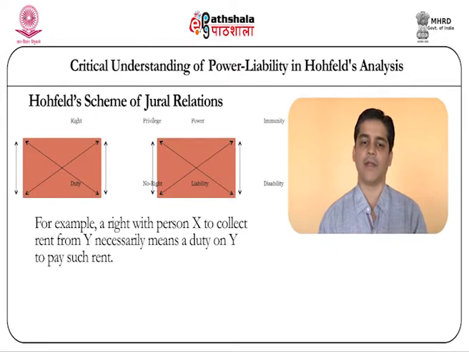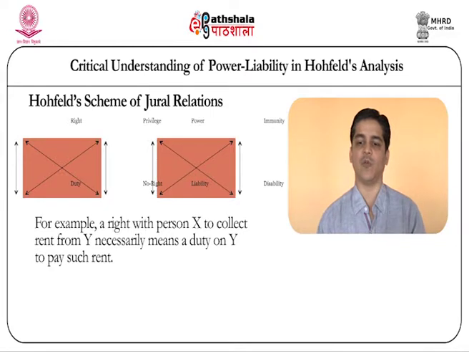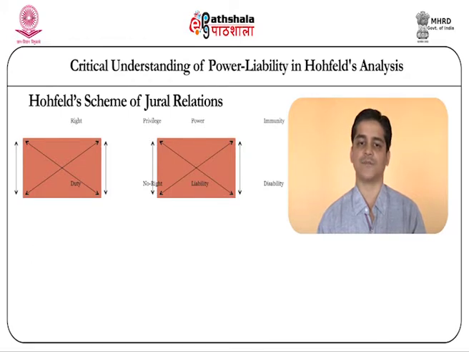in Y. So if there is a privilege in X, there will be a no right in Y. If there is a right in X, there will be a duty in Y. If there is a power in X, there will be a liability in Y. If there is an immunity in X, there will be a disability in Y. We can go back to our earlier example of Article 16.2, that is, when the citizens have immunity from discrimination, the state has a disability in relation to discrimination.